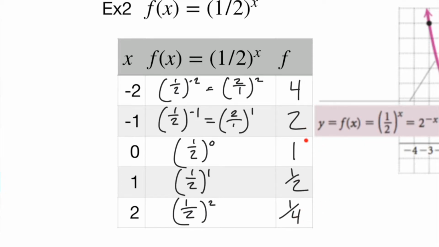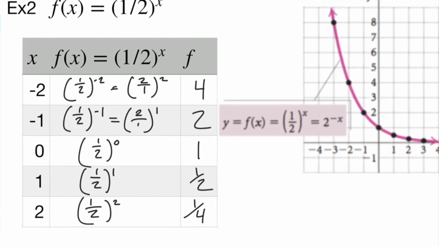In order to go in this direction, you have to double. You have to multiply each time by 2. 1/4 times 2 is 1/2, times 2 is 1, times 2 is 2, times 2 is 4. You're moving in this direction, and it's multiplied by 2. And this is the same thing that you can calculate right here. 1/2 to the negative 2 is the same thing as its reciprocal, 2/1, to the positive 2. 2 squared is 4.